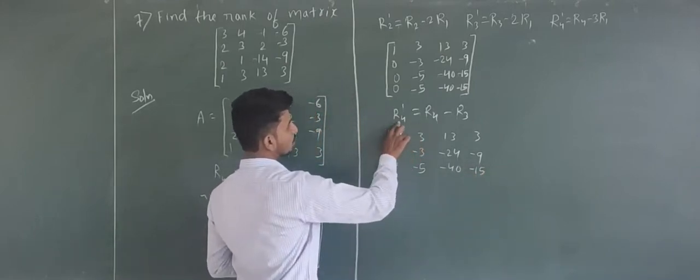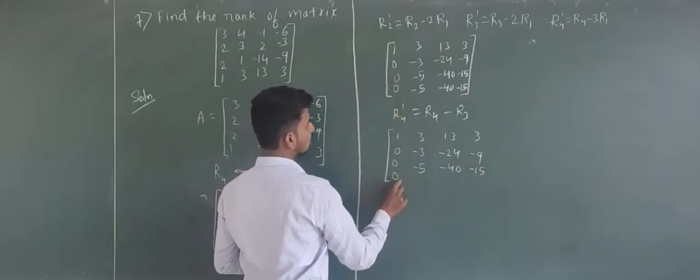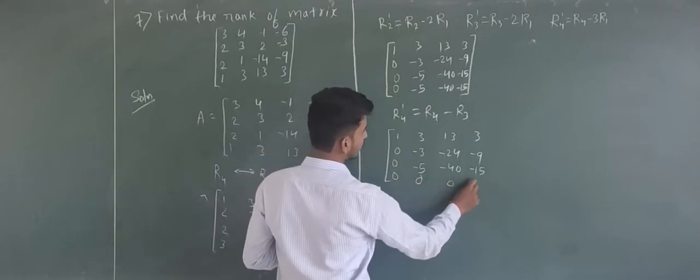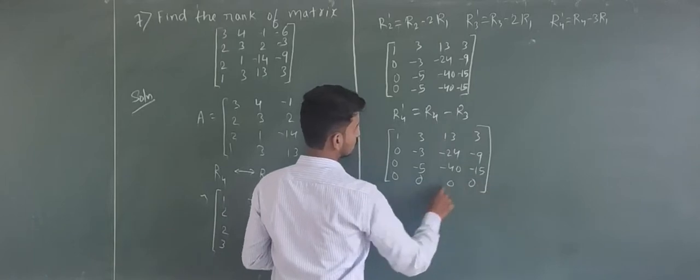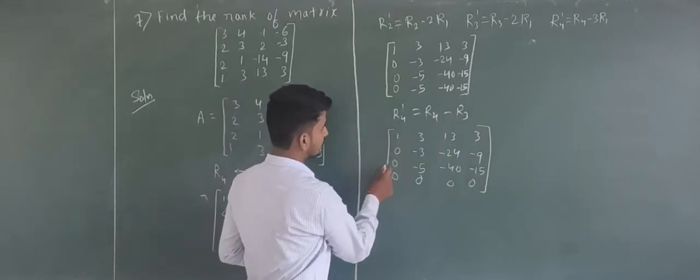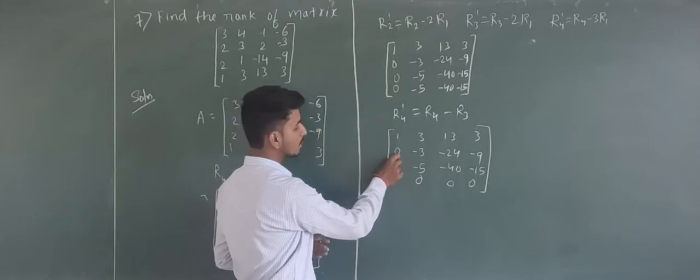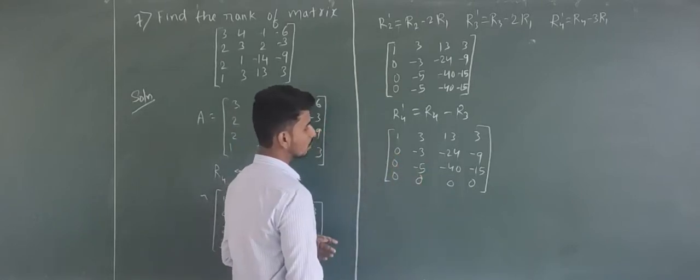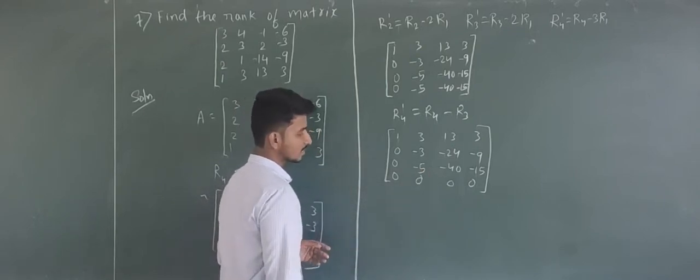Now we are changing row 4, that is 0 minus 0, 0 minus 5 plus 5, 0 minus 40 plus 40, 0 minus 15 plus 15, 0. So we have the leading element 1, and the term below the leading element is 0. Next, if this is 0, then this 2 must be 0. So now we have to make this 0.